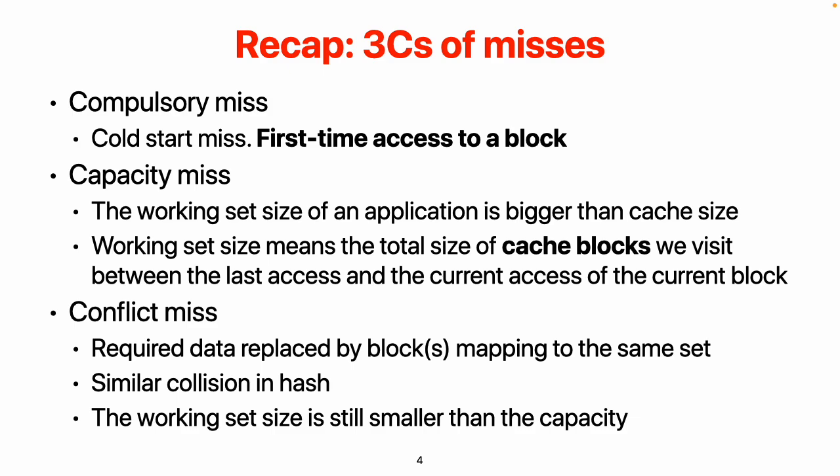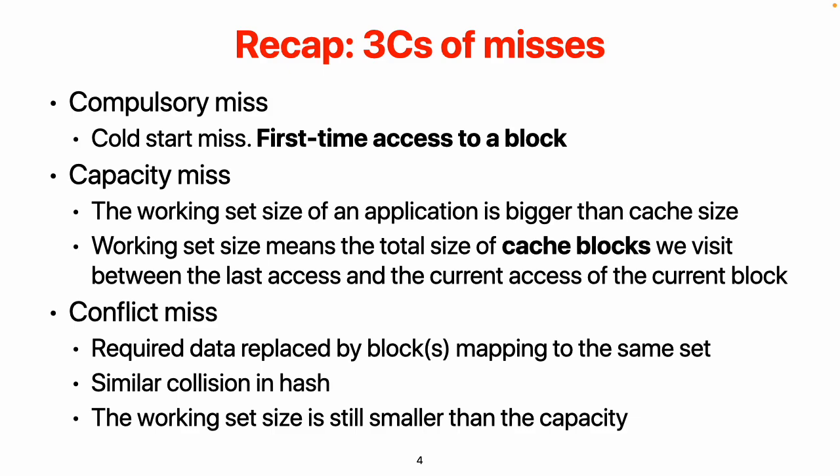There are 3 different types of cache misses. For example, a compulsory miss means the first time you ever access a block in this piece of code. That's called a compulsory miss. The second type of miss is called a capacity miss. First of all, if this miss is not because of the first visit of a block, then it cannot be a compulsory miss. It has to be the second or the third type.